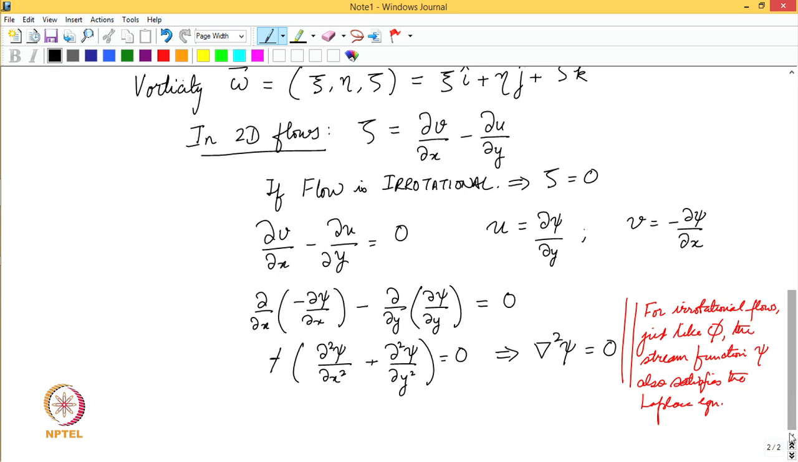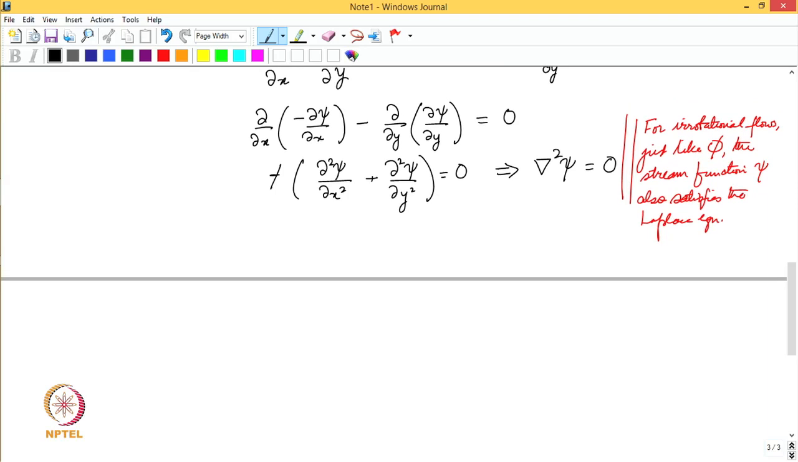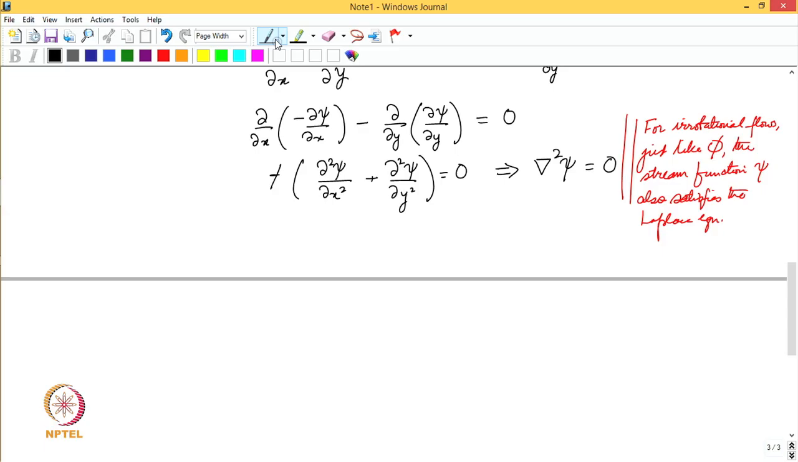Now, let me state one key fact here, and then we will try and prove it using the definitions that we have come up with so far. The fact that I am going to put up is that flow lines corresponding to a fixed value of psi, so for instance, say psi is some constant, flow lines corresponding to a given value of psi are streamlines of the flow field.